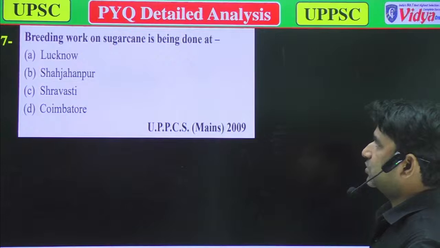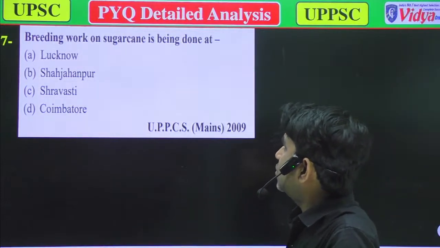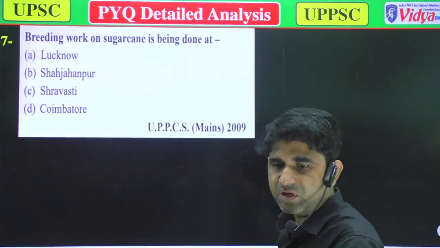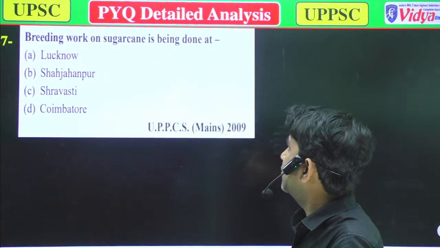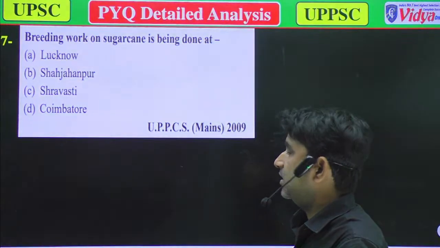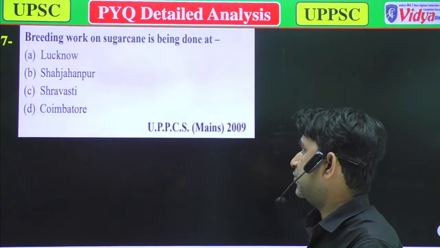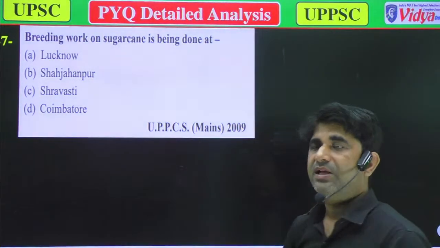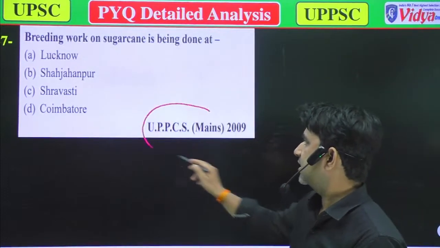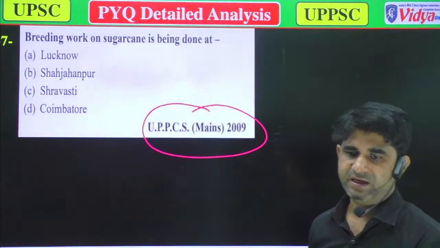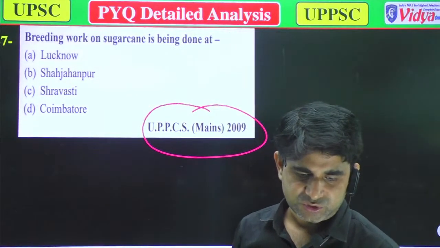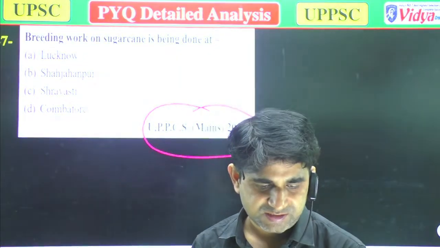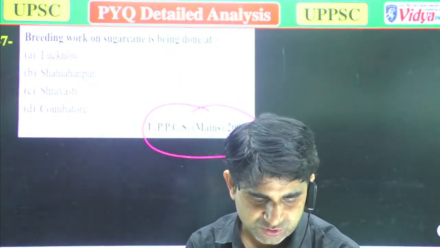Now the next question is, breeding work on sugarcane is being done at: A, Lucknow, B, Shahjahanpur, C, Sravasti, and D, Coimbatore. That question was asked in UPPSC 2009. So anyone who is live, please try to attend these questions and provide me the correct option.